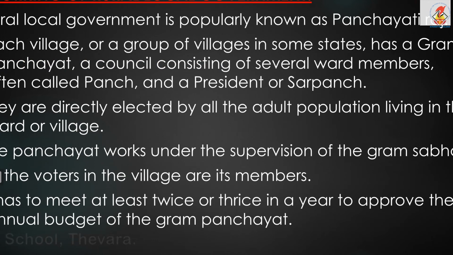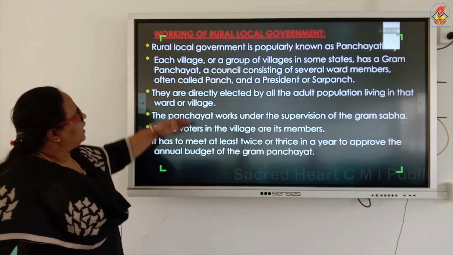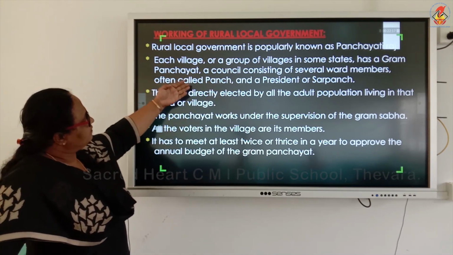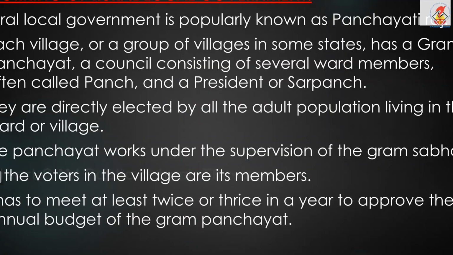Then, as I said, when you talk about the local government, we have it both in the urban as well as in the rural area. The first one is the rural local government, which is known as Panchayati Raj. Each village or a group of villages in some states has a Gram Panchayat, a council consisting of several ward members, often called Panch, and the president, who is called the Sarpanch. They are directly elected by all the adult population, and the Panchayat works under the supervision of the Gram Sabha, and the voters in the village are the members of that particular village.